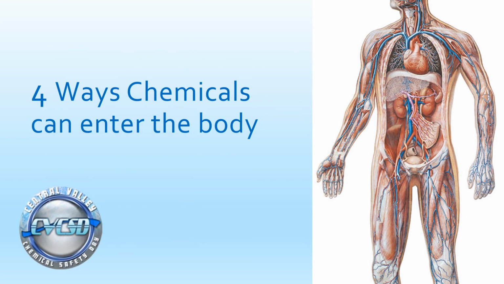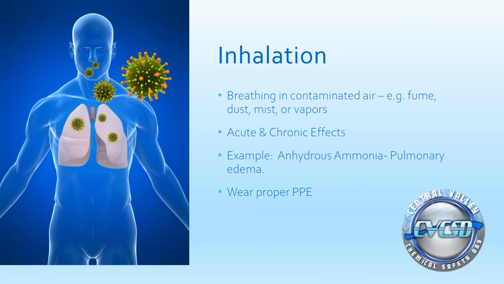So we just talked about how chemicals affect the body, but what are the routes these chemicals can enter our bodies? One exposure route is inhalation through your eyes, nose, and throat. You can have acute symptoms such as dryness, irritation, soreness, or pain when working with acid, mists, and vapors, welding fumes, or diesel exhaust. You can also have chronic effects such as pulmonary edema when working with anhydrous ammonia. Ensure you are always wearing your proper PPE when working with chemicals.